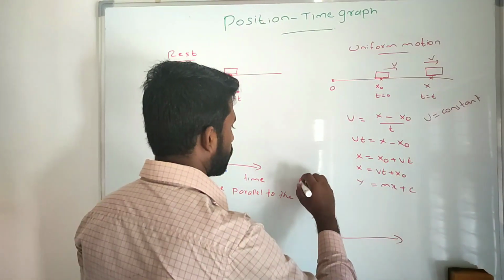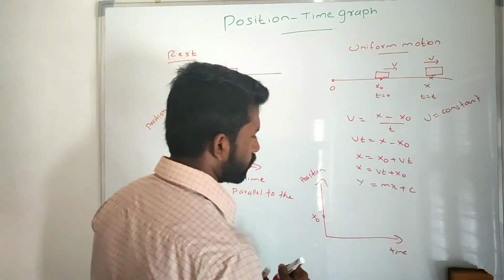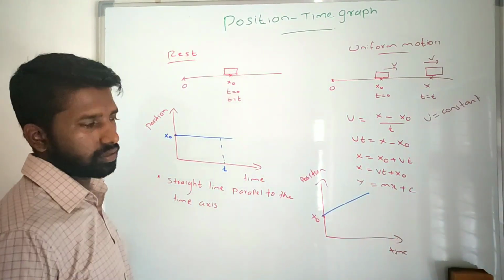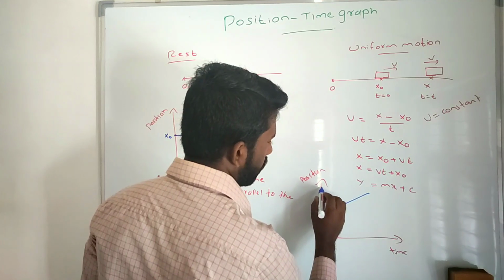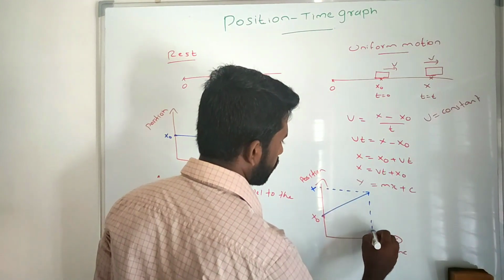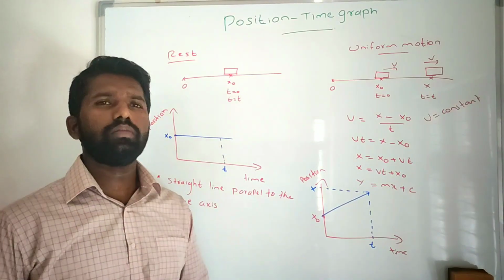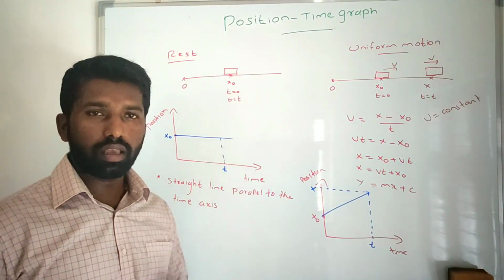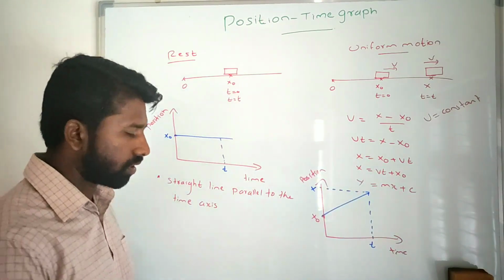Here this is the position and this is the time. It is a straight line, and like this you will get the graph. After t time, what is the position? That is x. This is the position after t time, and this is t. Clear? This is the uniform motion position time graph. The uniform motion position time graph is a straight line inclined to the time axis.